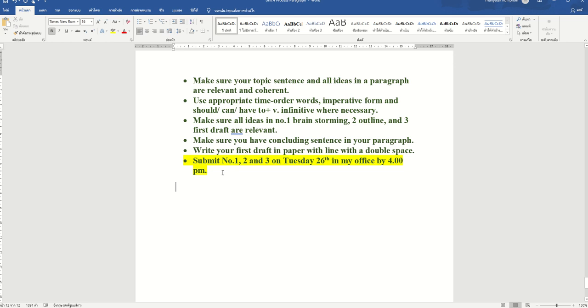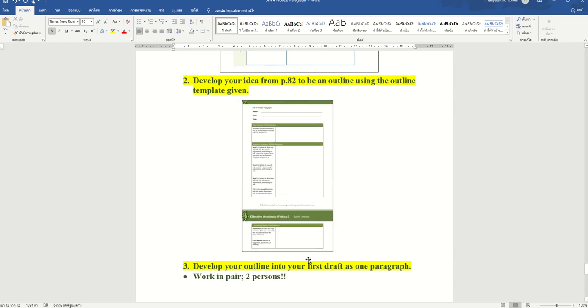And please submit all. Number 1, brainstorming. Number 2, outlining template. And number 3, your first draft written on A4 paper with lines and with double space. And please submit it on Tuesday, the 26th, in my office before 4 o'clock in the evening.